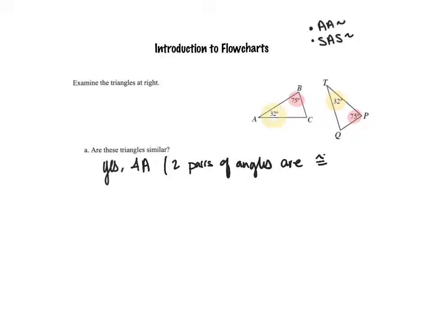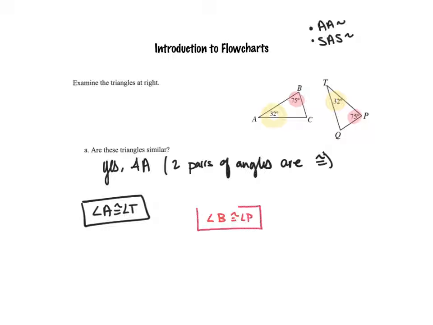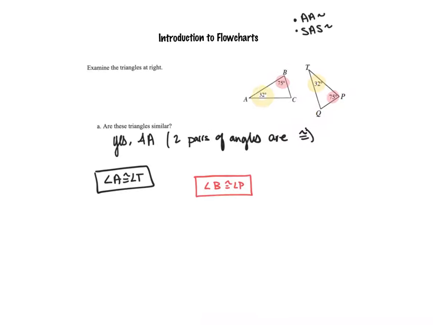Okay, now this we're familiar with, but what we can do is actually organize this in a flowchart, which is the beginning steps on our way to proving things and doing proofs later in geometry. So in order to make a flowchart for this, and this is what we'll be focusing on when we're back in class next, I'm going to list the angles that are the same. So I know angle A is congruent to angle T because they're both 32 degrees. I also know that angle B is congruent to angle P because they're both listed as 75 degrees. Then that's the criteria that I need to know these triangles are similar.